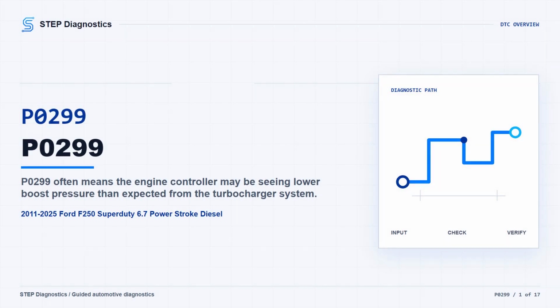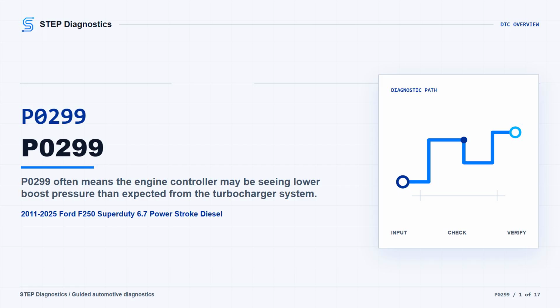On this 2011-2025 Ford F250 Superduty with the 6.7 Power Stroke, P0299 generally points to a possible underboost condition. In plain terms, the engine controller may be seeing less boost than it expects. The truck may feel down on power, slow to accelerate, or go into a reduced power type behavior.